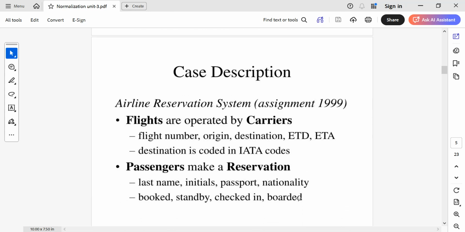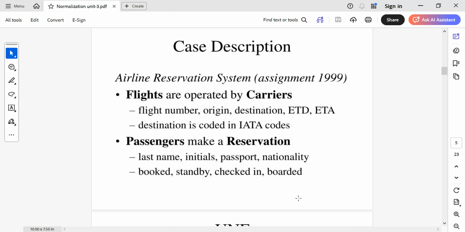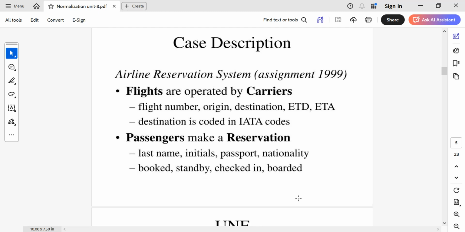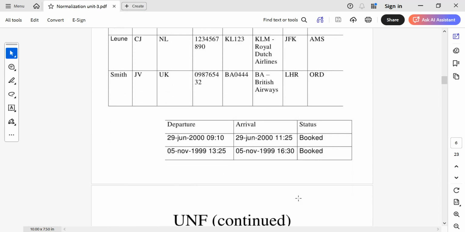Here is one more example, one more case description. Airline reservation system: flights are fully operated by carriers, passengers are reservations. Both of these are examples of functional dependency. These are the other examples.